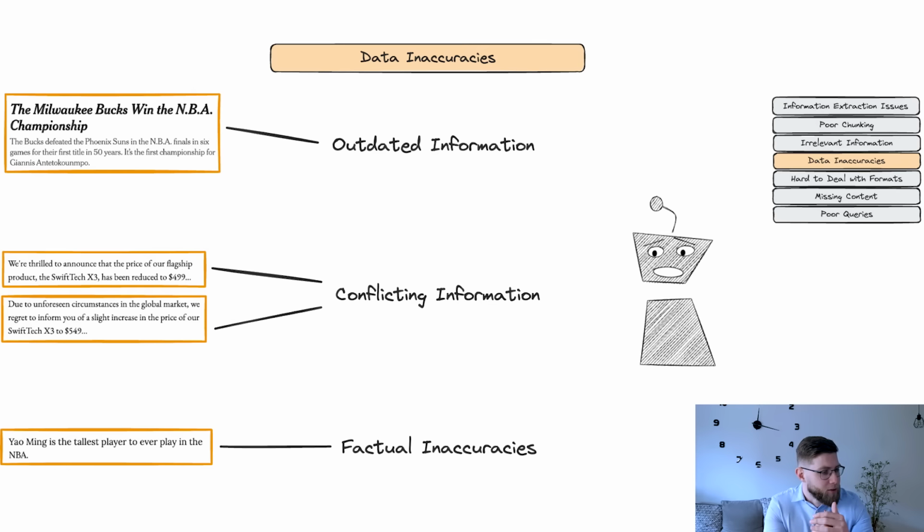So Yao Ming is the tallest player to ever play in the NBA. It is not true, but if this is the information present in our knowledge base, large language models will not automatically just verify all the knowledge, but they will rather surface this information to the user, and that could lead to poor, inaccurate answers. Garbage in. Example number 5, hard to deal with formats.